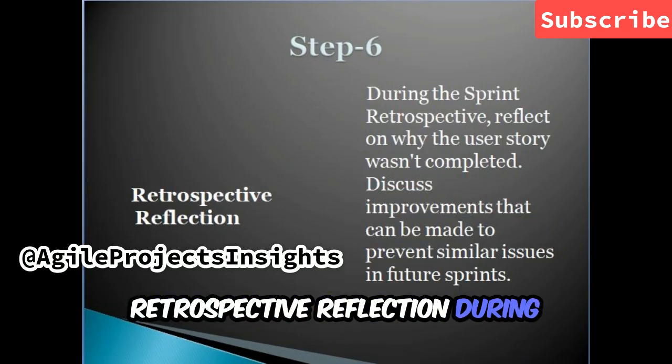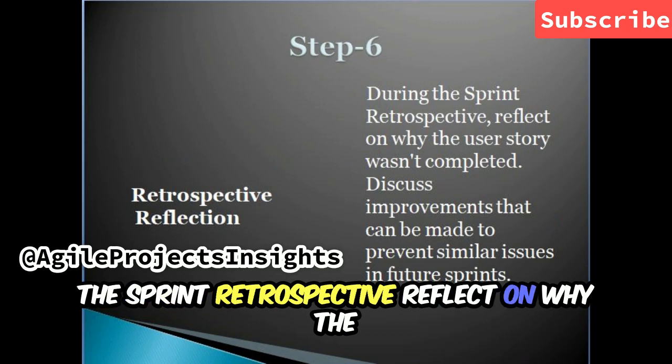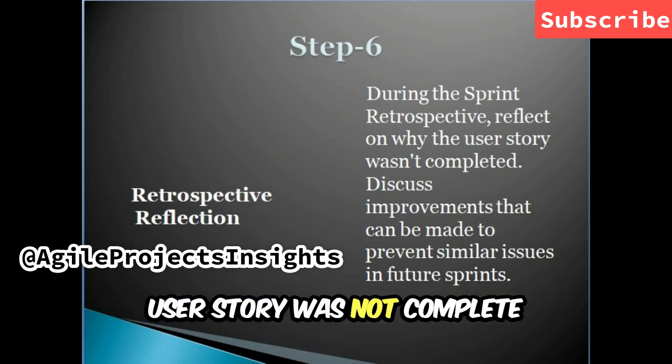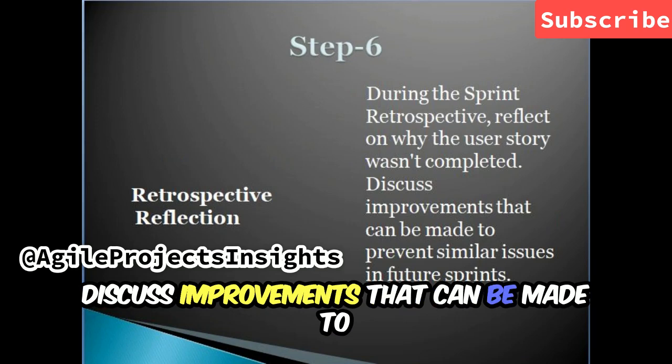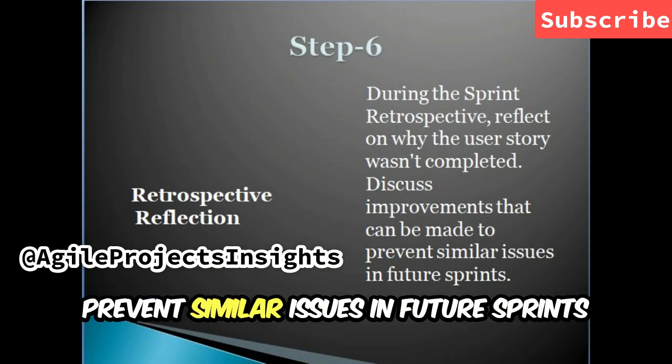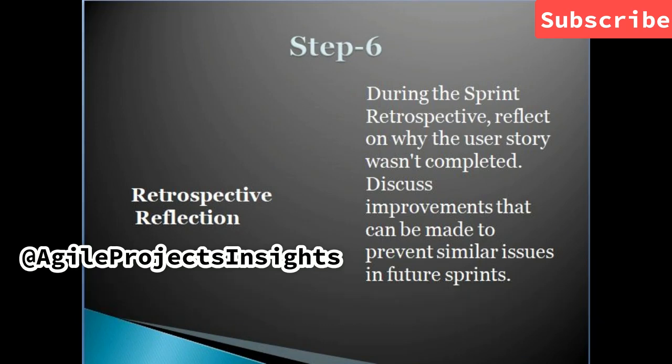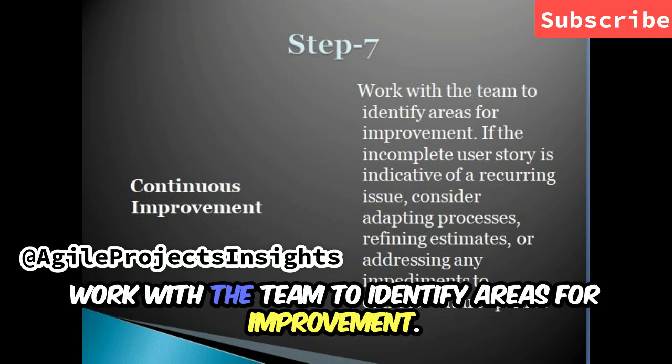Retrospective reflection: during the sprint retrospective, reflect on why the user story was not complete. Discuss improvements that can be made to prevent similar issues in future sprints. Continuous improvement: work with the team to identify areas for improvement.